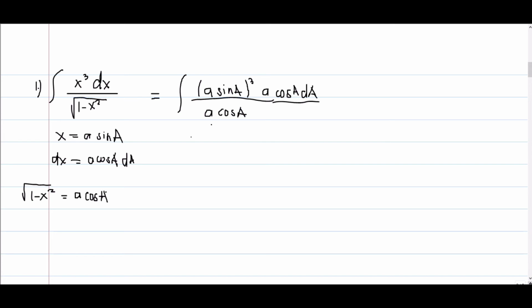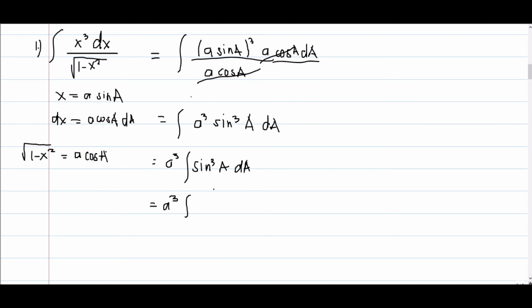So we can write here the dx, which is a cosine θ dθ. Now cancel this a cosine θ, and we have a cubed sine cubed θ dθ. So the integral of sine cubed θ dθ. Next, we can expand the sine cubed θ as sine squared θ times sine θ. We all know that sine squared θ plus cosine squared θ is equivalent to 1 in our trigonometric identities. When you transpose this, it becomes 1 minus cosine squared θ.